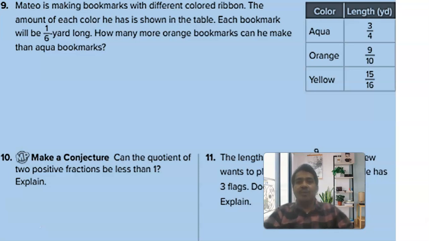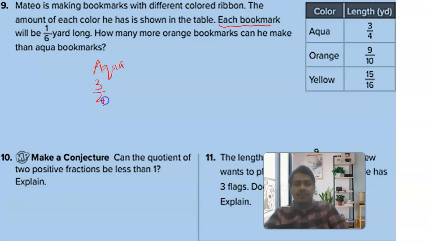Matthew is making bookmarks with different colored ribbon. The amount of each color he has is shown in the table. Each bookmark will be 1 by 6 yard long. How many more orange bookmarks can he make than aqua? Divide this length by this length. Exactly the same question.